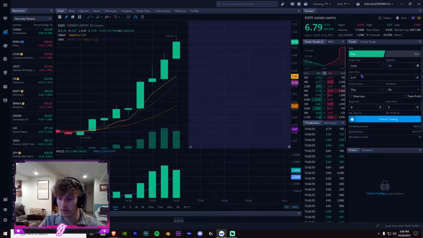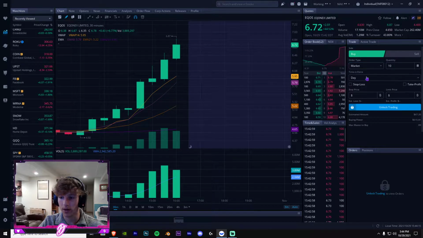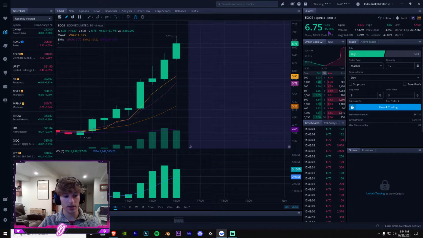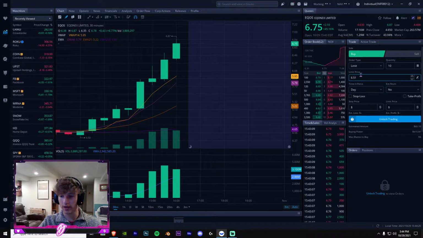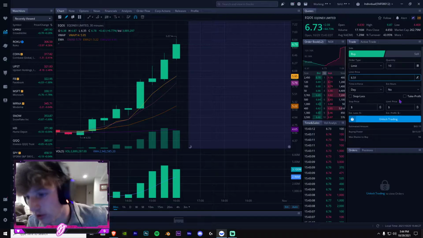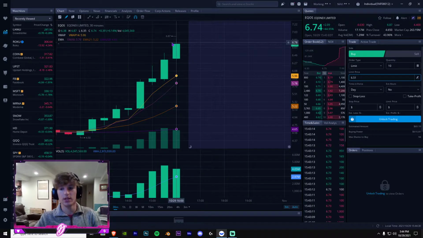So remember, market will execute at whatever the price is at. If I do market right here and click day and put 2010, it'll execute as soon as I click buy. It will buy the stock at the exact price. Limit will do it at the exact price you want. And I usually like limits better because I don't like chasing the top.